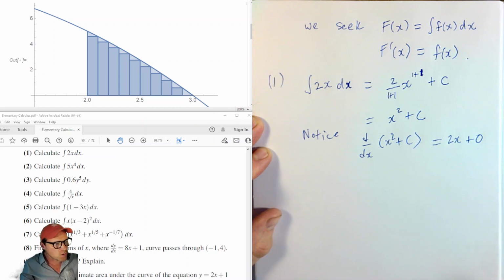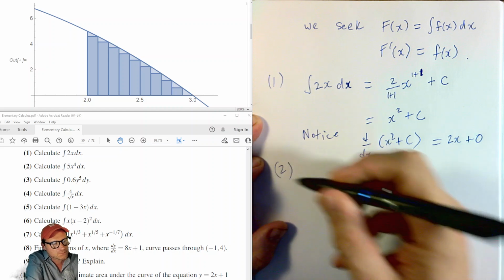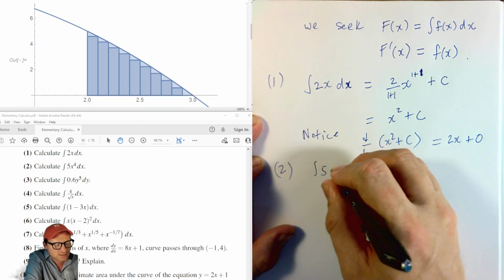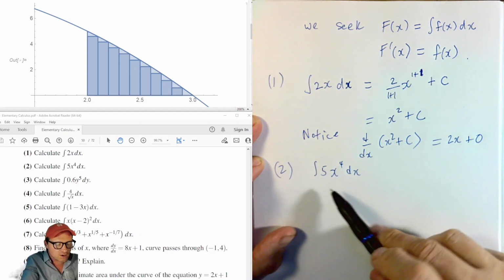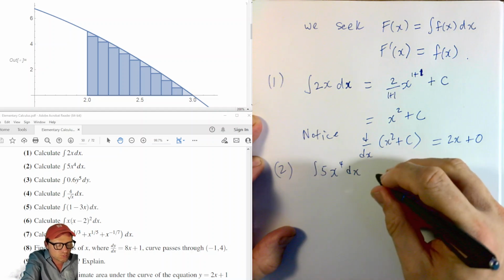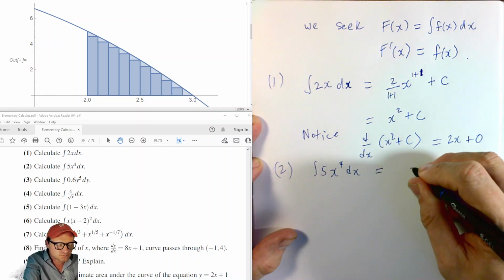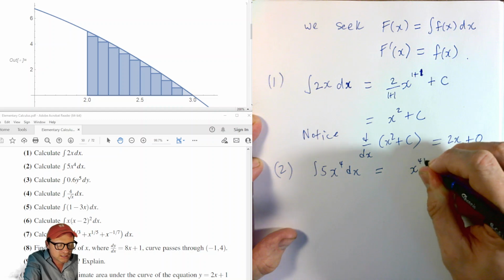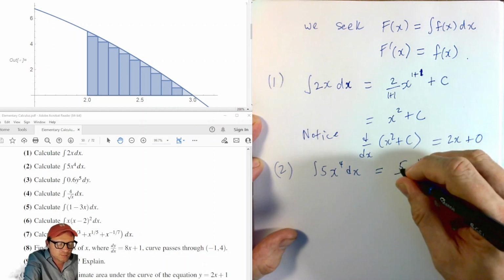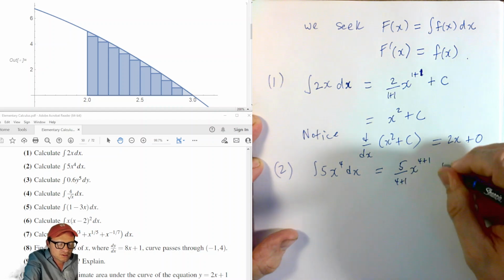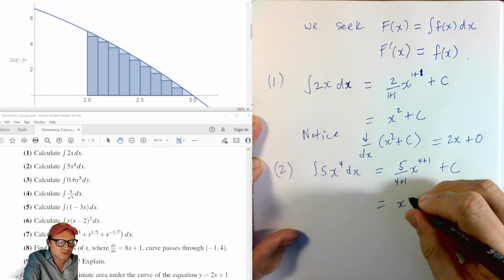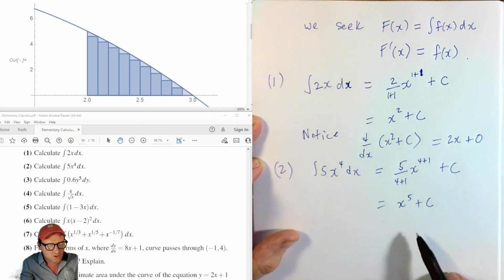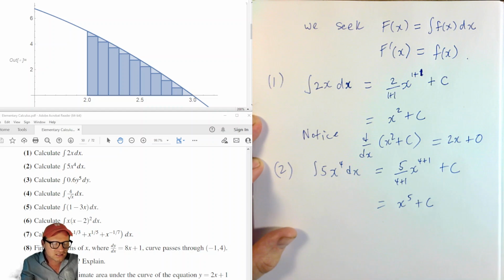Okay, let's do question 2. We've got to integrate 5x to the 4th with respect to x. It's a polynomial, so we add 1 to the exponent and divide by the new exponent. 4 plus 1 is 5, and then we divide by that new exponent. Don't forget the plus c. Simplifying, 5 over 5 is 1, so we just have x to the 5th plus c. Notice that the derivative of x to the 5th plus c is 5x to the 4th.